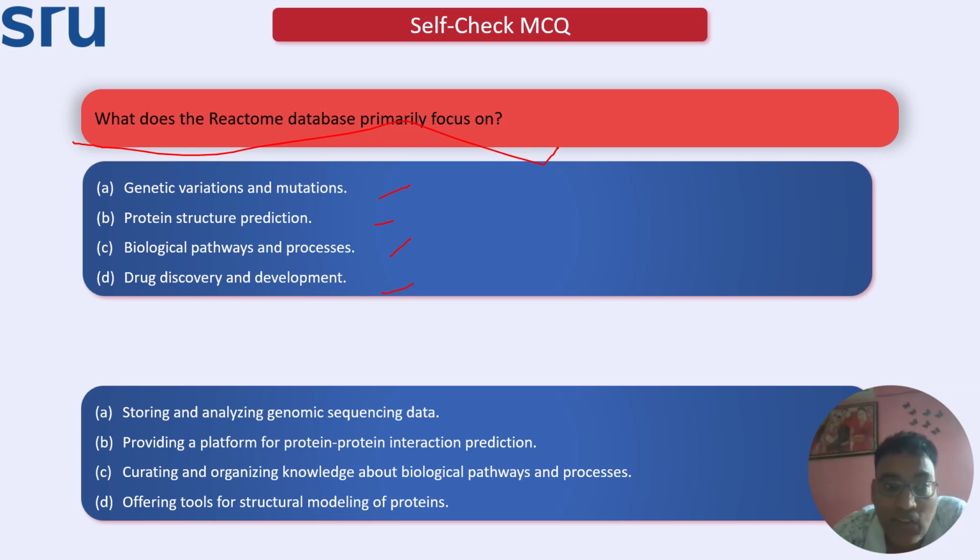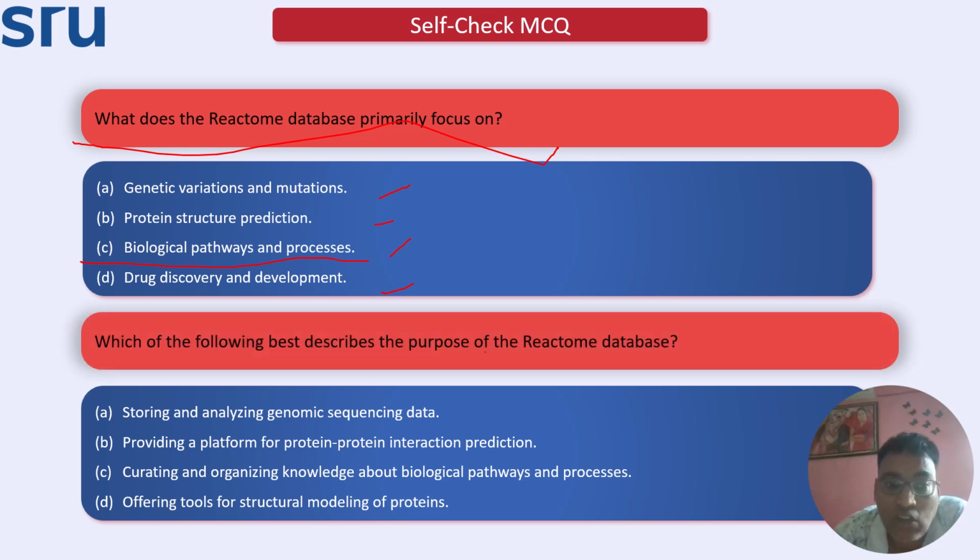I hope you got the right answer. Yes, it is the biological pathways and processes. Now tell the right answer. Which of the following best describes the purpose of the Reactome database? Is it storing and analyzing genomic sequencing data, or providing a platform for protein-protein interaction prediction?